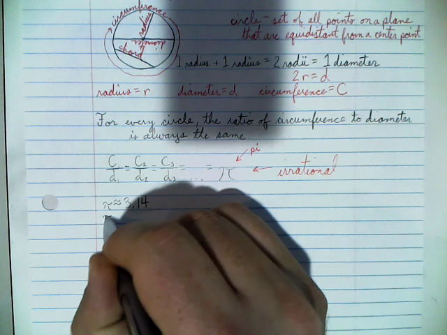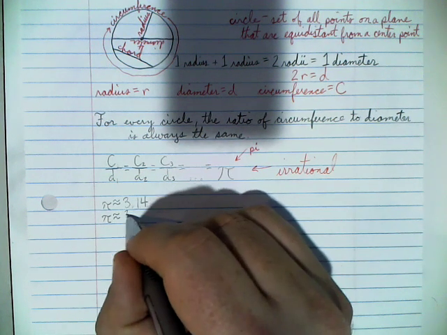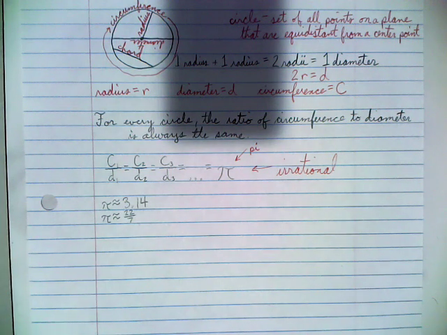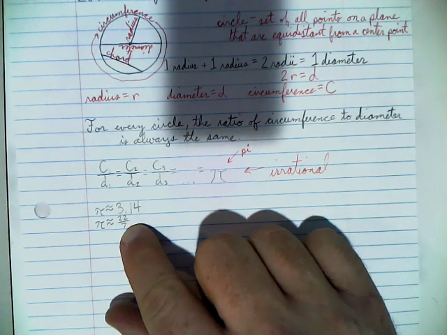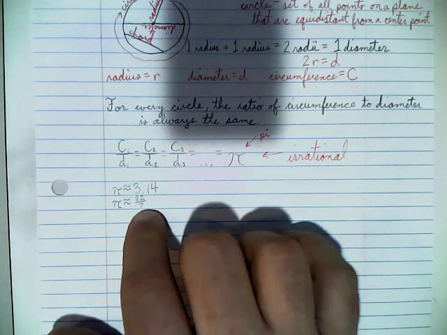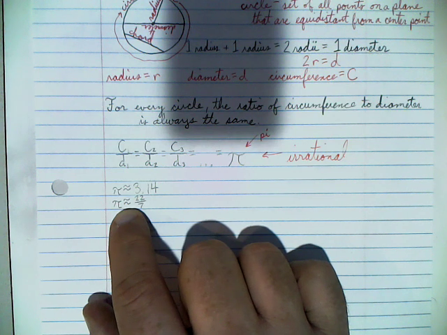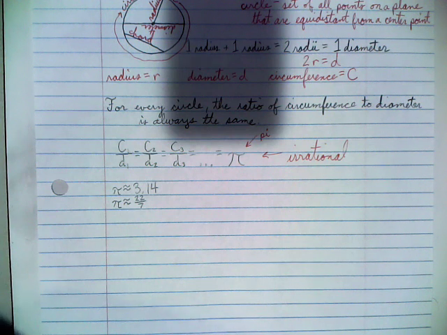Another one that's probably the second most popular is 22 sevenths. And now remember I said just a second ago that pi cannot be written as a fraction using integers, but then here we have a fraction using integers. Now the reason why this is okay though is because we're not saying that they are truly equal, because they're not truly equal. They're close, but not equal.